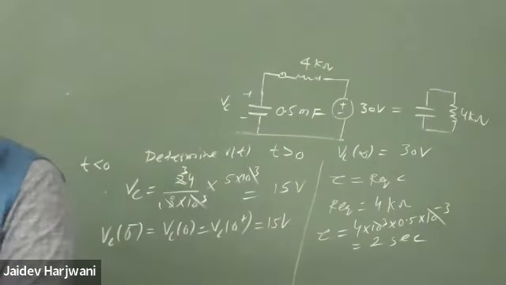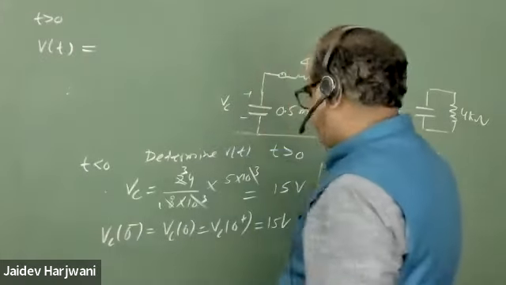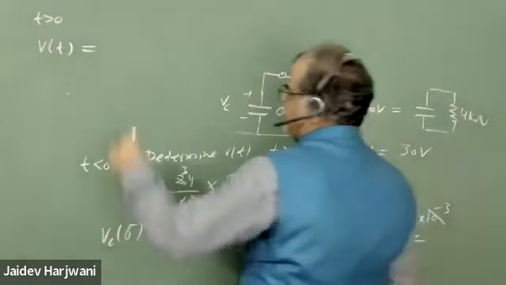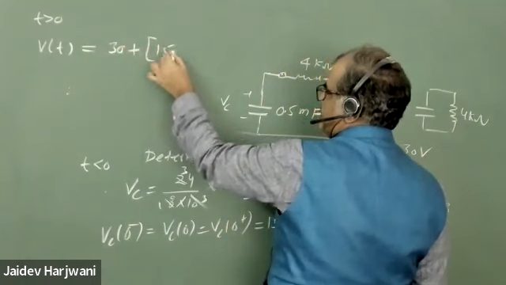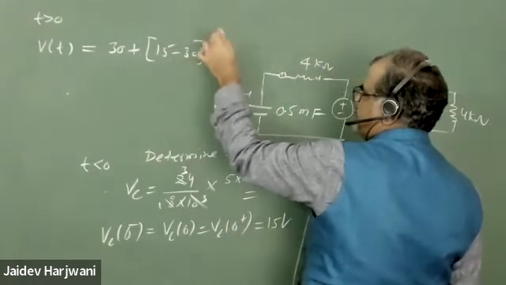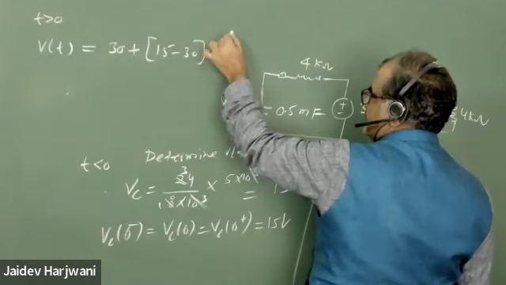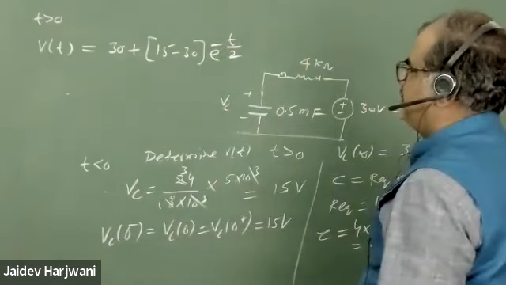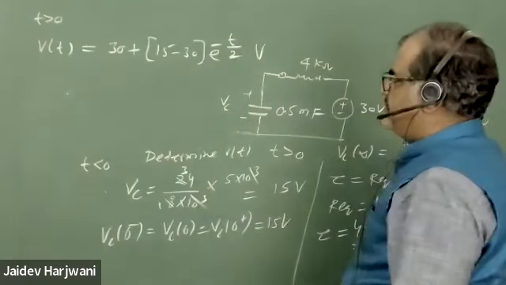Now you have to apply the final equation. The final equation says your V(t) at any time t greater than zero, and before t infinite, what is the formula? V infinite 30 volts plus V zero 15 minus 13 e power minus t upon tau, t upon 2 seconds. Okay, this is your formula.